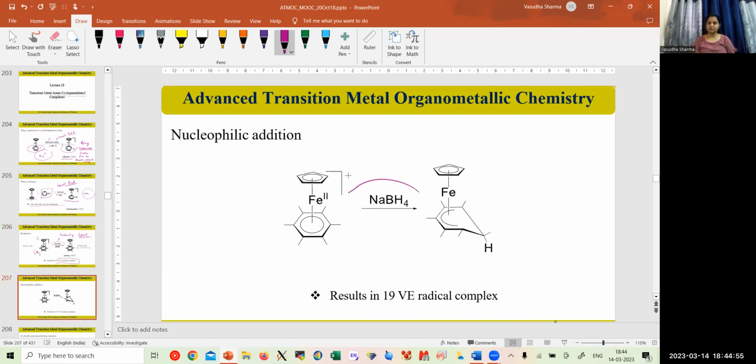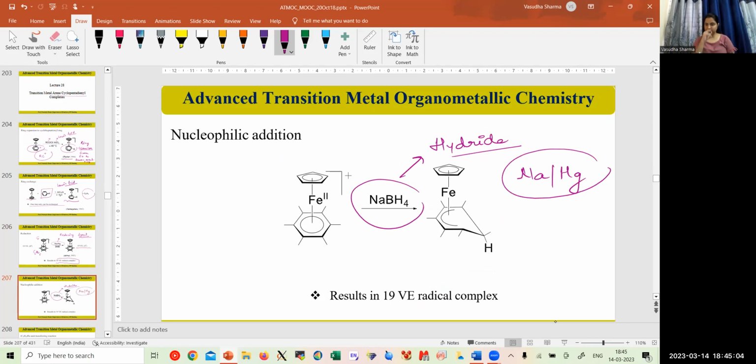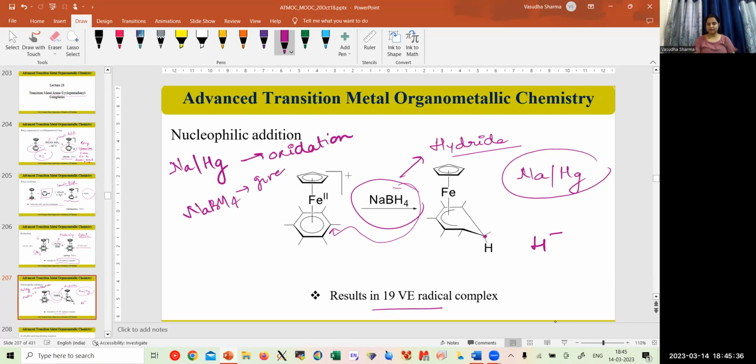But if we use sodium borohydride, which is also a hydride agent, earlier it was sodium amalgam, which could only affect the oxidation state by giving the electron. But sodium borohydride will give an H negative, which can easily attack one of the arene carbons, and therefore it has gone from eta6 to eta5 now, and one hydride has been attached on this particular ring. This also results in a 19 valence electron radical complex. So you need to be careful when you are treating with sodium amalgam. It will affect the oxidation state by giving electrons. Sodium borohydride will do the same thing, but it will also give that hydride, H negative.